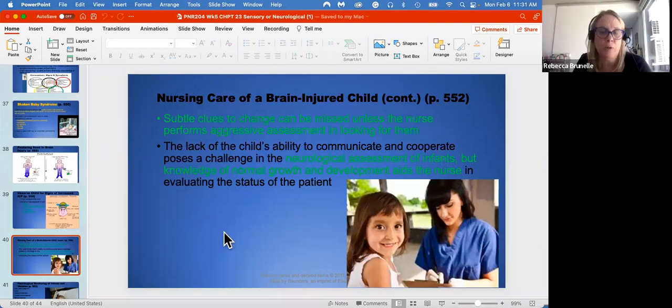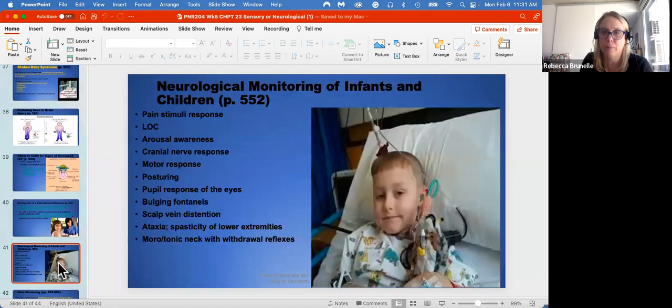So we talked a little bit about how, when you're doing neurochecks, you need to really be paying attention to subtle cues. If there's any subtle changes in how they're behaving, that can be a sign of an impending neurological problem, and you need to be documenting everything very closely in their medical record.